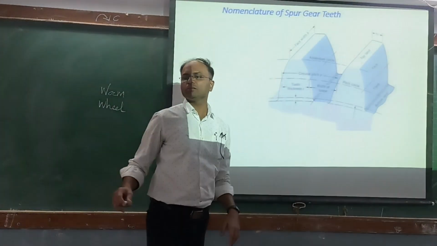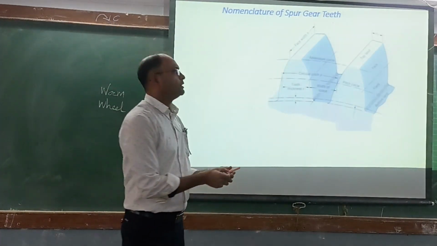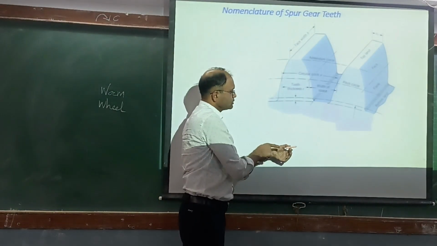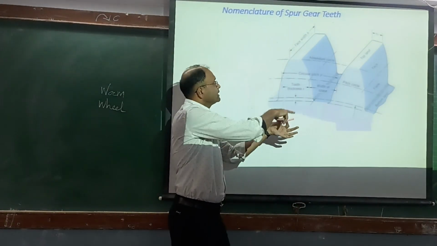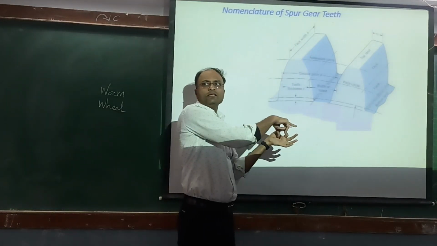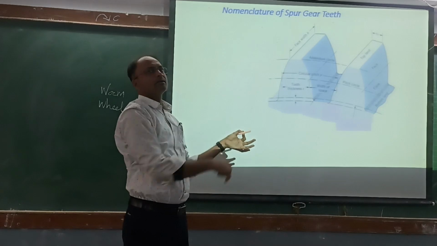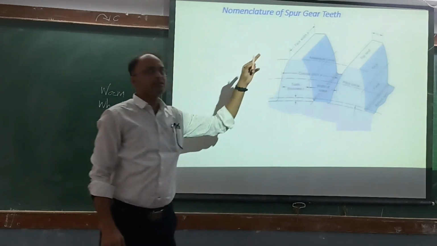Now where is the axis of this gear? The gear will be something like this. So this is the axis of the gear. You can see the teeth are parallel to the axis of the gear. That's why they are spur gears. Now in spur gears we will see what all these terms are.